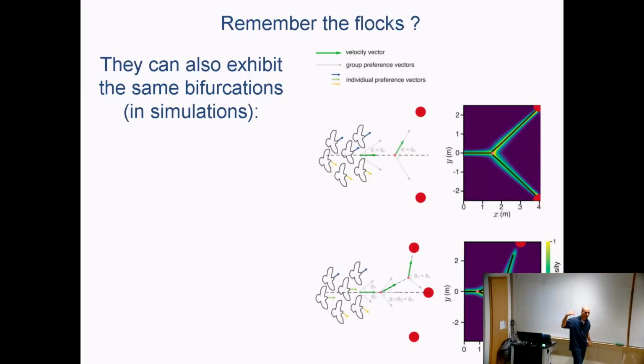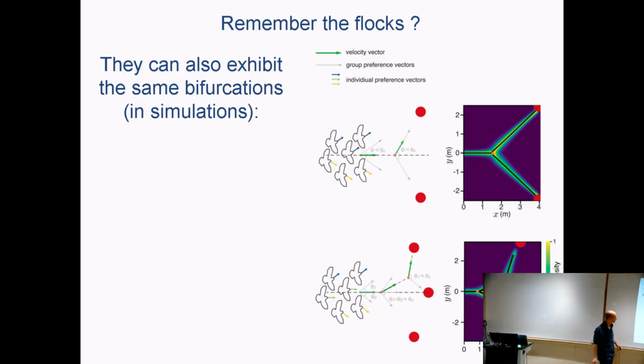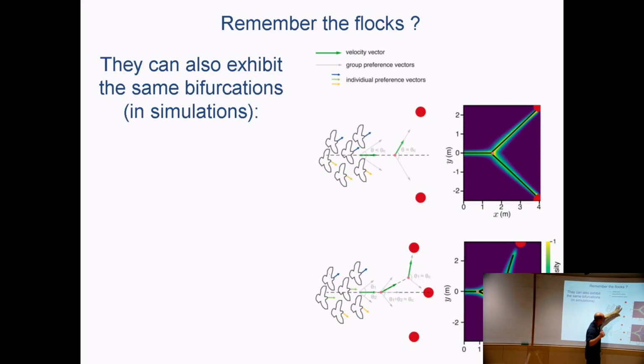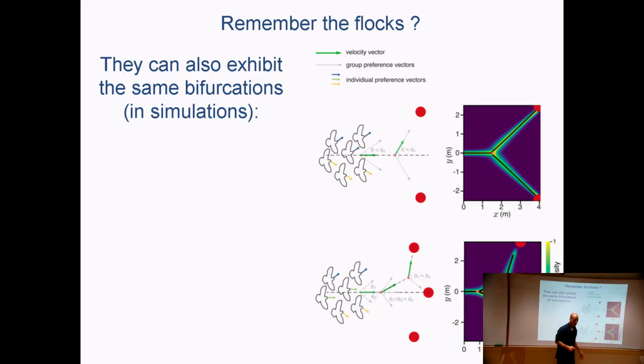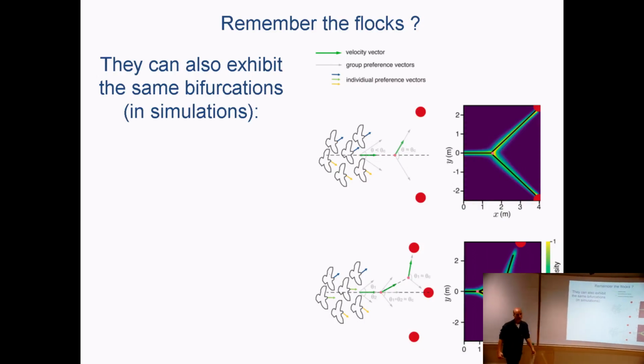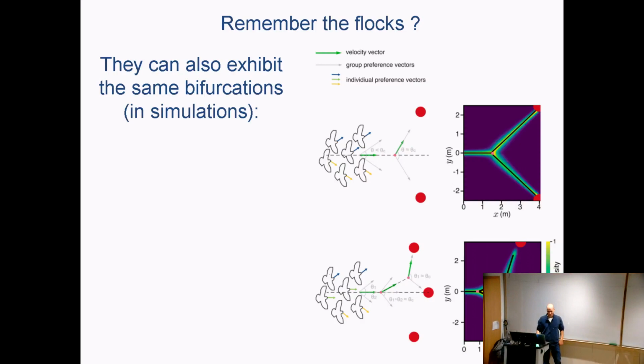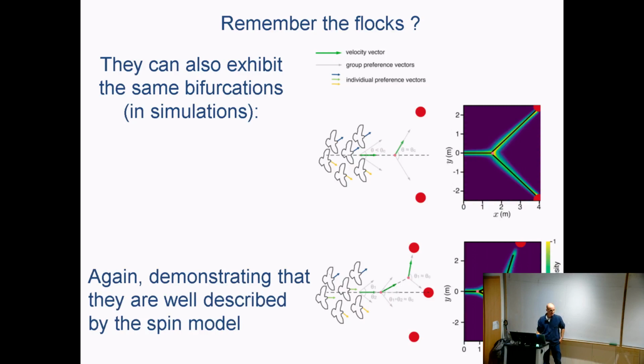If you remember the simulations of the flocks of Ian from many years ago, if you run those simulations, again, not only between two targets like Ian did long time ago, but also between three targets, you see again this same hierarchy of bifurcations, which by now you're not surprised, because I convinced you in the first half of the talk that the spin model captures also what happens for the flock model. Although, as I said, there's no one-to-one mapping between the spin model and the flock model. It seems to capture the same phenomenology.